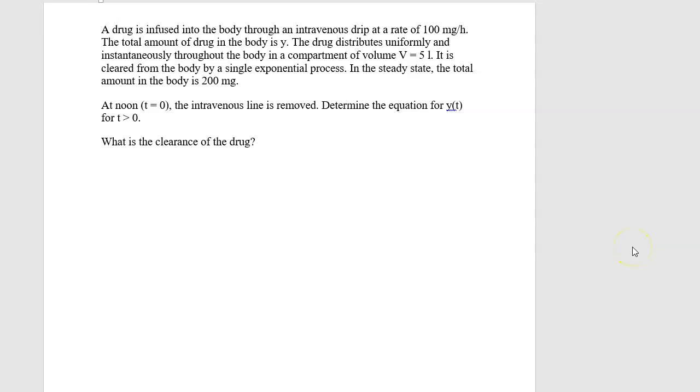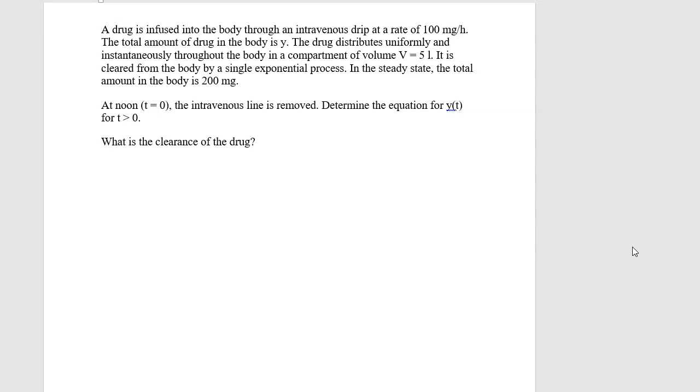Let's talk about this problem for a little bit. We have a drug that's infused through the body at a rate of 100 milligrams per hour. Total amount of the drug in the body is Y, right? And in steady state, Y is 200 milligrams. And we have a total blood volume of 5 liters, and it's cleared from the body in a single exponential process.